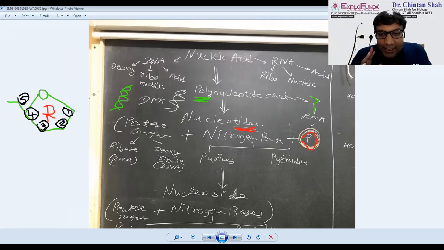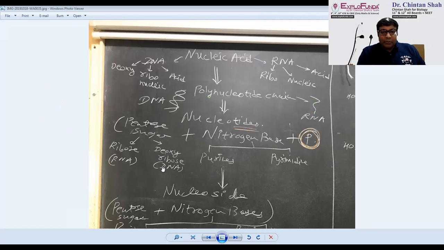In the case of a nucleotide, nitrogen base, pentose sugar, as well as phosphorus are present. But if it is a nucleoside, then phosphorus is not there. So what is there? It has a pentose sugar and a nitrogen base. That's it. That is known as a nucleoside.